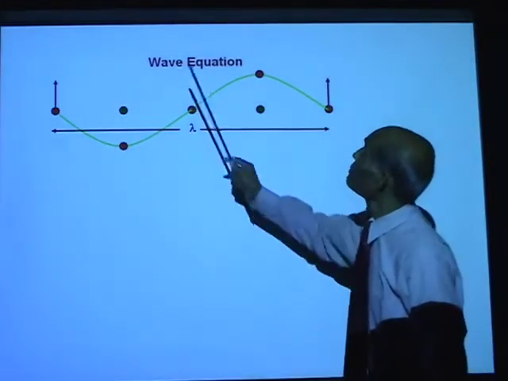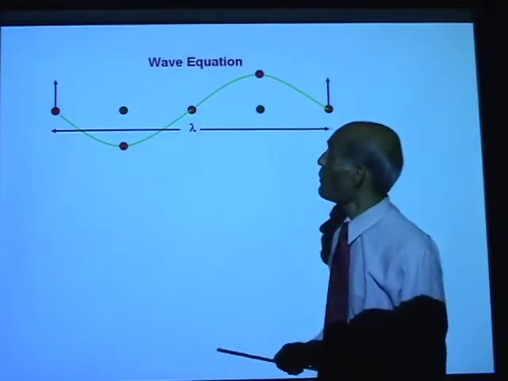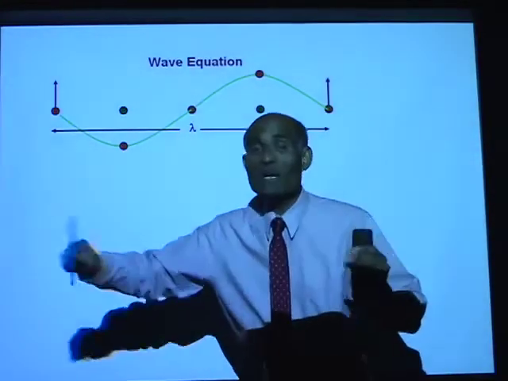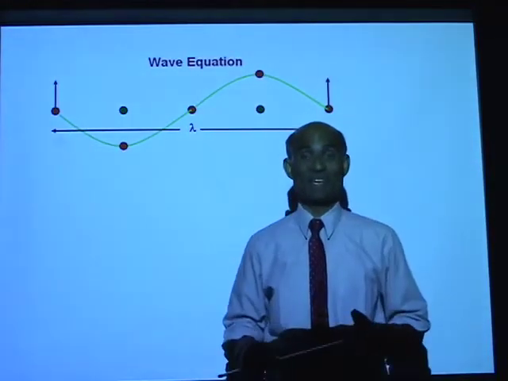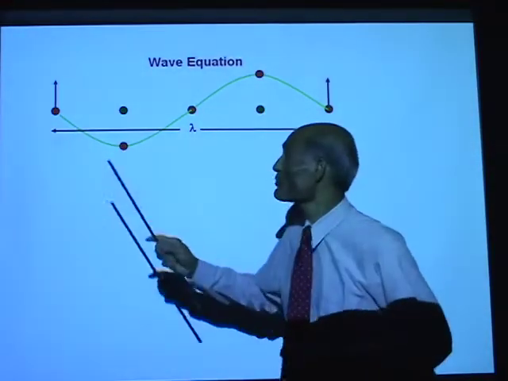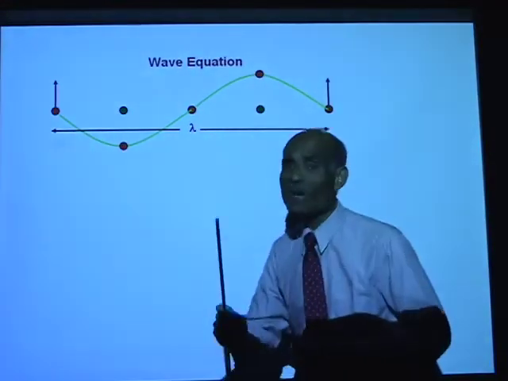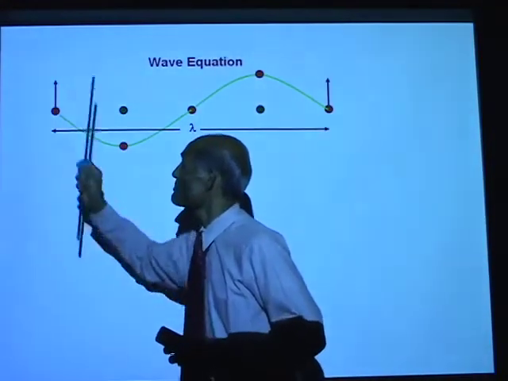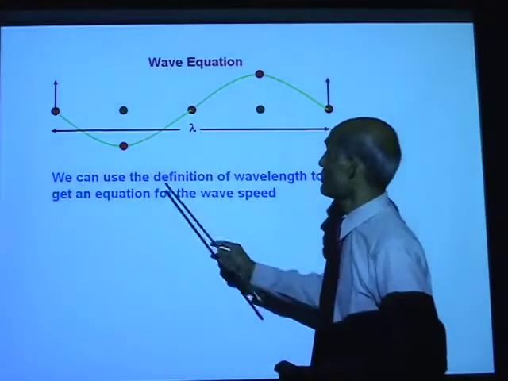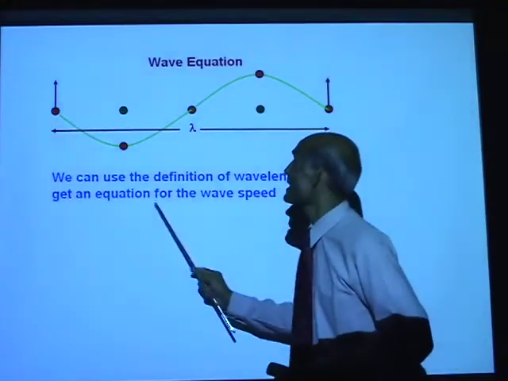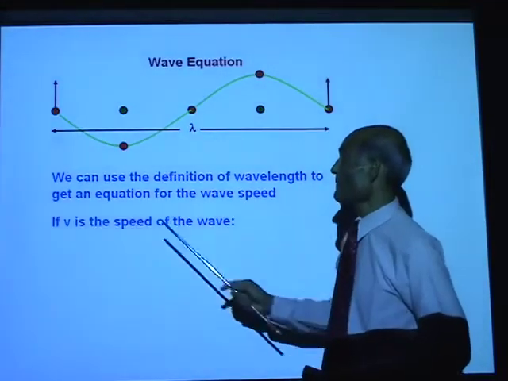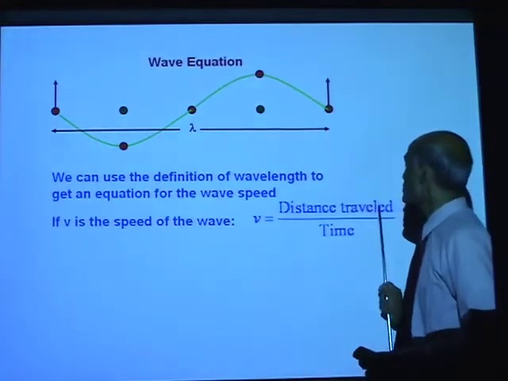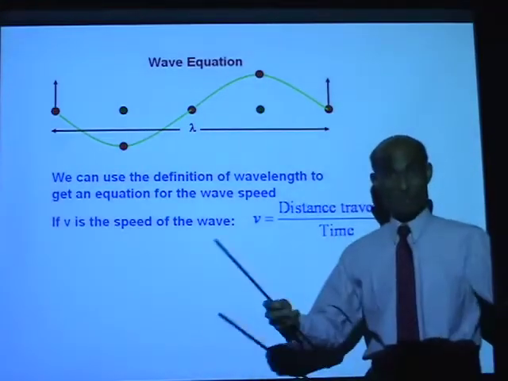Okay. Let's now talk about a wave equation. Now, a wave equation gives us a relation between wavelength, wave speed, and wave frequency. What's a wave frequency? Wave frequency is the number of waves generated per second. Well, if you understand that, it is the same as the frequency of vibration of a particle. All right, we can use the definition of wavelength to get an equation for the wave speed. Well, if v is the speed of the wave, then we can write v is distance traveled divided by time. Is that right? You know that very well.